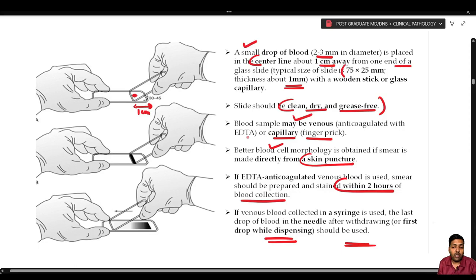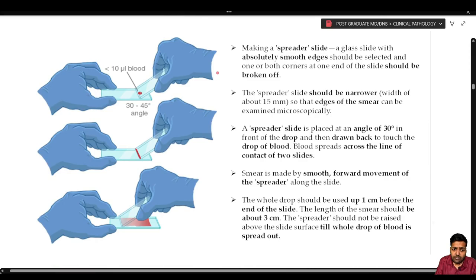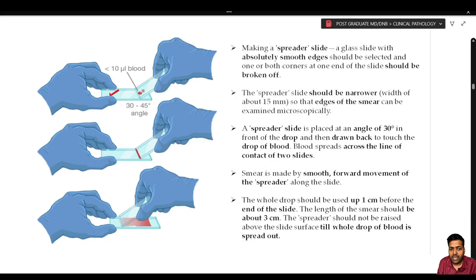So what you are doing is taking one drop with the help of a wooden stick or a glass capillary and placing it on the center, just 1 centimeter from one end of the glass slide. The standard size of the glass slide is 75 into 25 millimeter and the thickness is approximately 1 millimeter. Now you can see this is the glass slide where you are going to have the peripheral blood smear, and you have taken approximately 1 or 2 drops of blood over here.